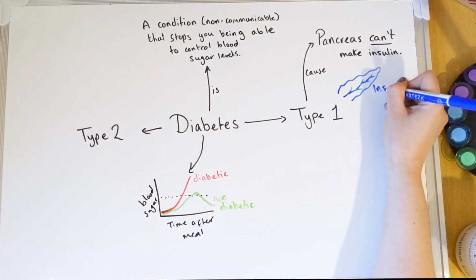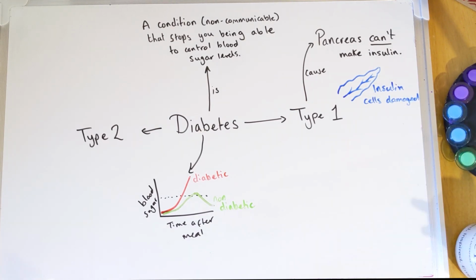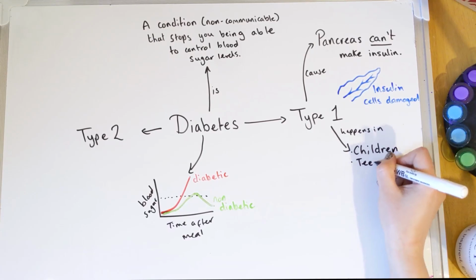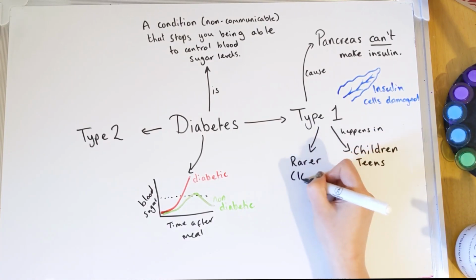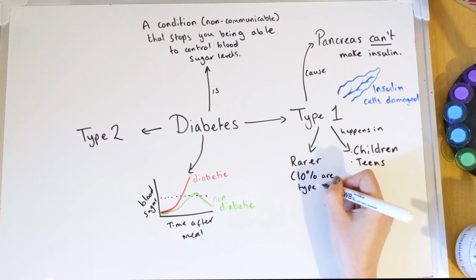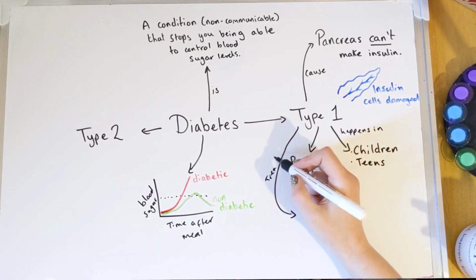Again, we don't know why, but it usually happens when someone is young or a teenager, so this happens early on in life. This type of diabetes is also much rarer. Out of everyone that has diabetes, only about 10% of them will be type 1. And treating type 1 can be a bit complicated.